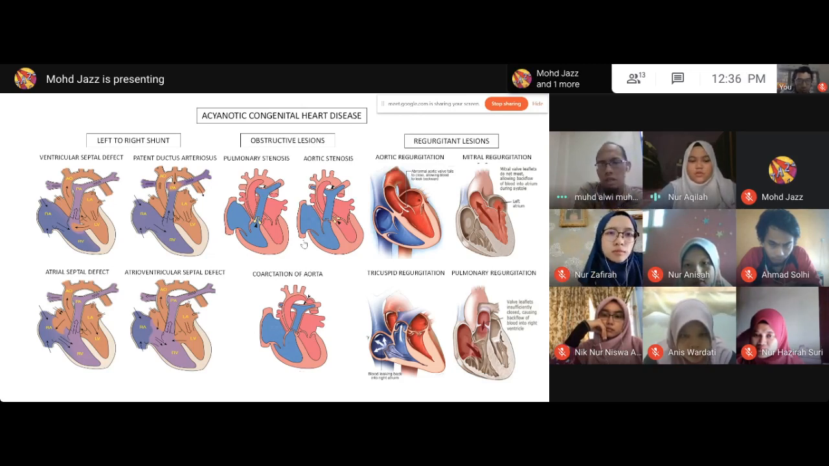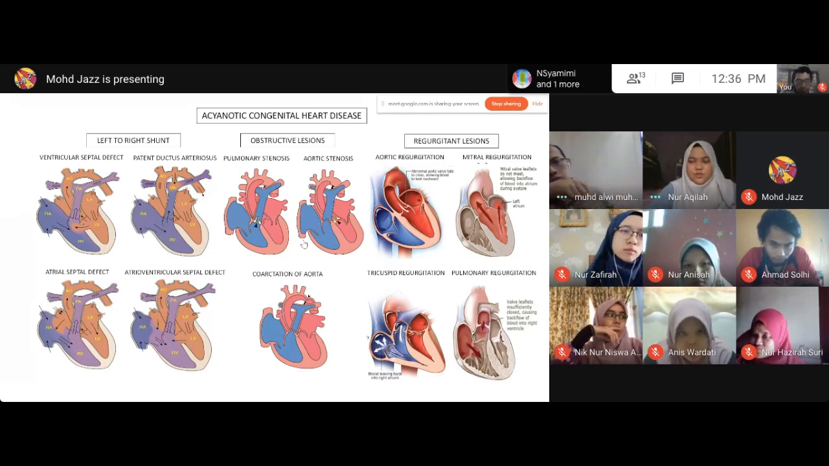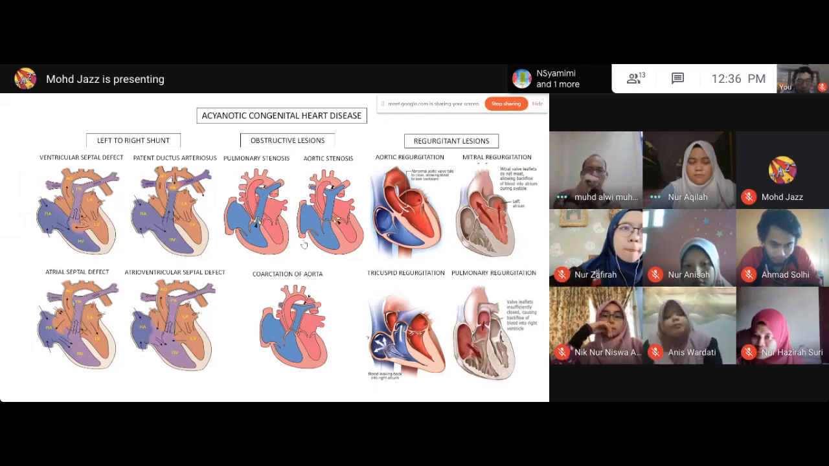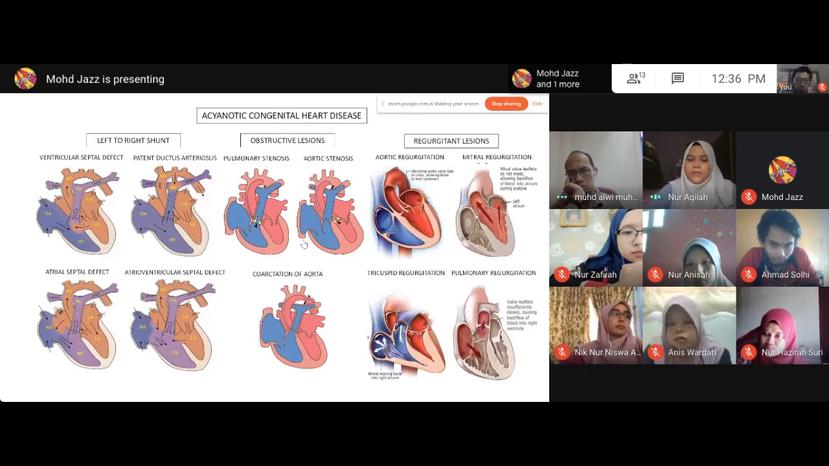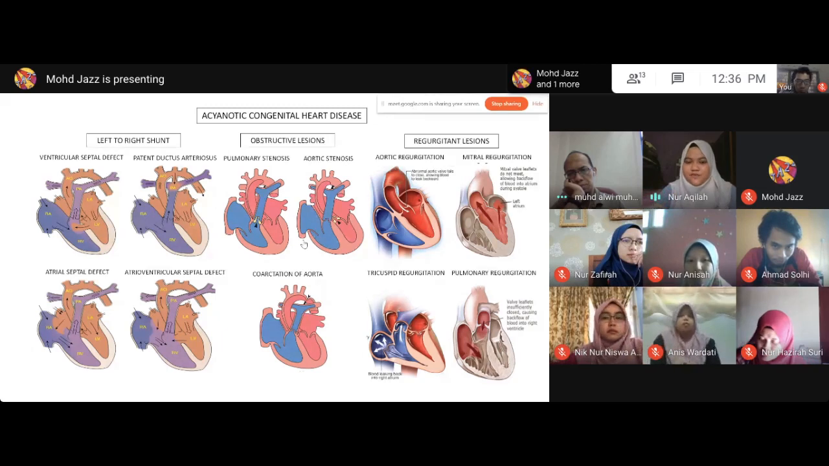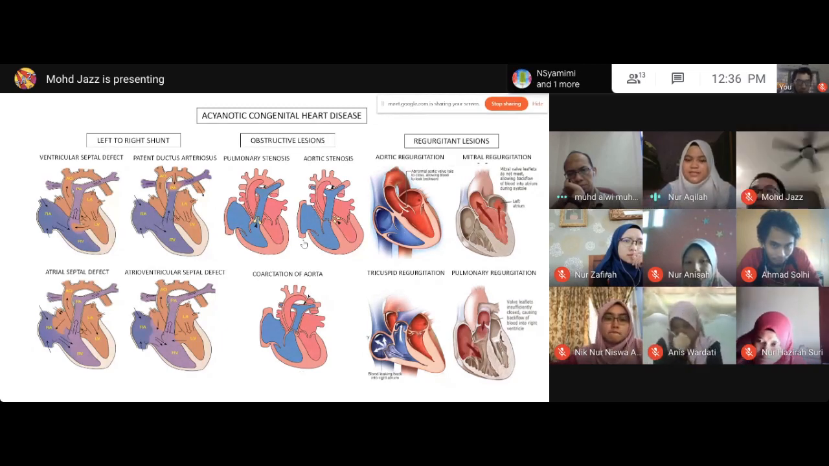So the patient will usually present with failure symptoms. They may have exertional dyspnea and easy fatigability. With aortic stenosis, they can also present with syncope. And the type of murmur that we will hear in pulmonary stenosis and aortic stenosis is an ejection systolic murmur. Sometimes you will also hear a systolic ejection click due to the stenotic valve, which is hard to open. We will hear the systolic ejection click at that point of time.